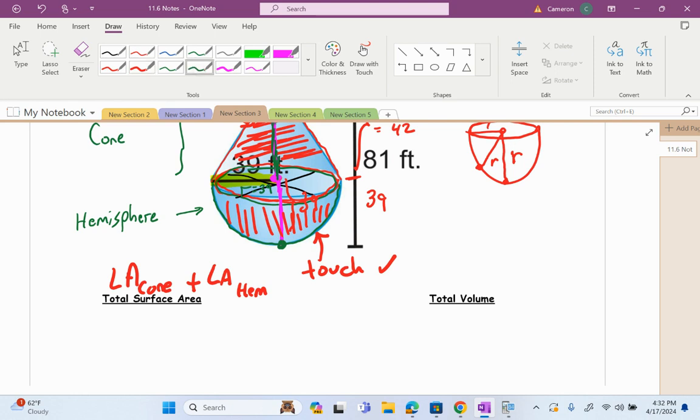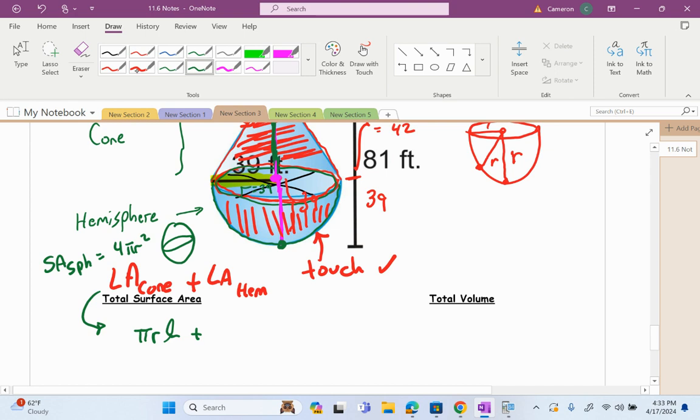And so plugging in our formulas, lateral area of a cone is pi times radius times slant height, plus lateral area of a hemisphere. Remember from the last example we did on the first page, the total surface area of a sphere is 4 pi r squared. That takes up the entire top and the entire bottom. So if I only want half of that, I'm going to use 2 pi r squared, or I'm going to just make sure that I take 4 pi r squared and divide my answer by 2 when I'm done. I like to go the shorter route and just do 2 pi r squared. But I'm not adding that circle on for the base because it's covered.